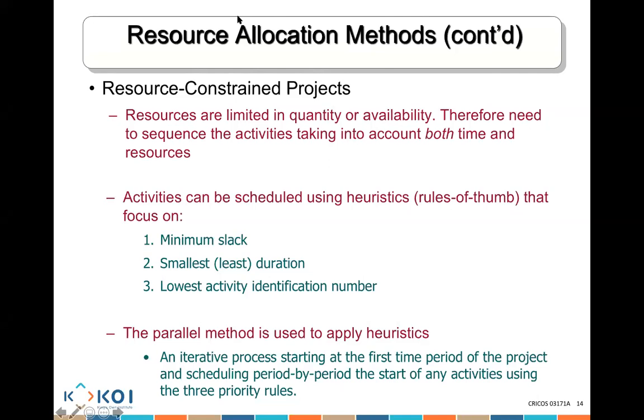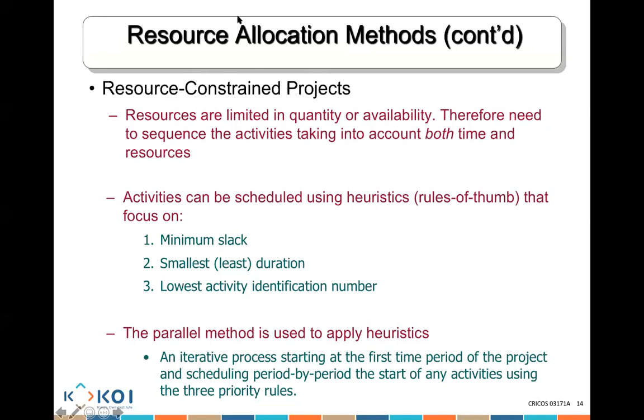Don't apologize. Okay. So we don't have enough resources. What do we do? We look at the activity that has the minimum amount of slack first. So 0 slack, for instance. Then we do the activity that has the smallest duration. So we choose this activity because we don't want to delay another activity that might require a different resource. Then we choose the activity that has the lowest activity identification number. What does that mean?